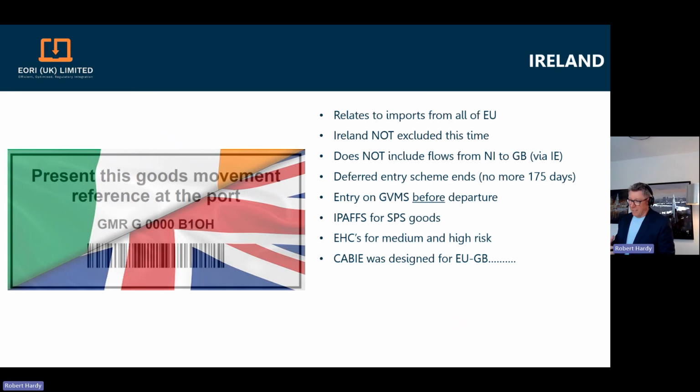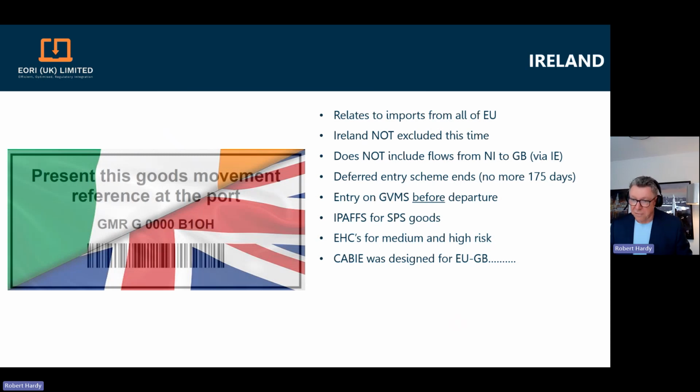The deferred entry scheme, where you had up to 175 days, even if you didn't take 175 days, is finishing in January. There will now be a GVMS required before departure from Dublin, for example, rather like you require a PBN when you're going into Ireland. You can't board the ferry in Holyhead without the PBN, the pre-boarding notification, and all the entry information underneath it. There will be IPAFFS for SPS goods. The IPAFFS is like the UK version of TRACES. So there will be an IPAFFS declaration for SPS goods, which right now there isn't. There is on EU flows today, but on Ireland there will be from January.